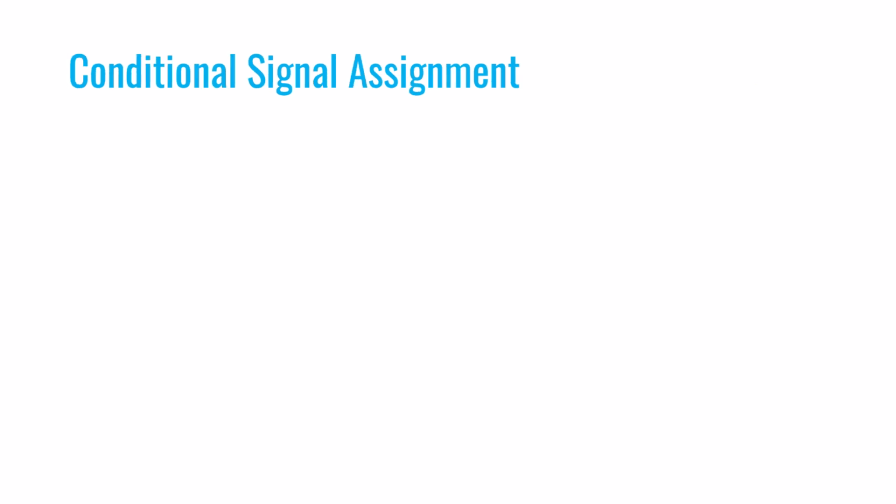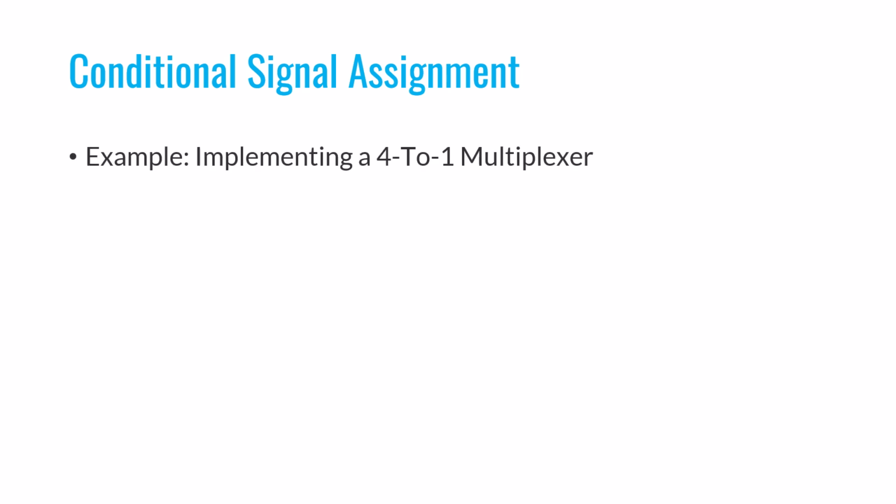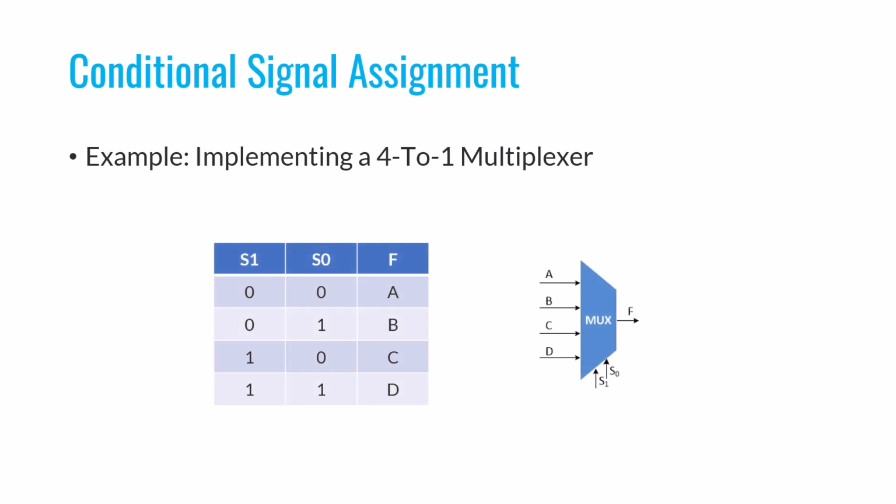If you recall from the previous video, we used a 4-to-1 multiplexer as an example to explain the selected signal assignment. I'll use the same example here so you can better understand the difference between the selected and conditional signal assignment. As you may remember from your digital logic courses, or if not from the previous video, a multiplexer is a widely used combinational circuit. It has several inputs, a control input, and an output. Based on the value of the control input, one of the input signals is connected to the output.